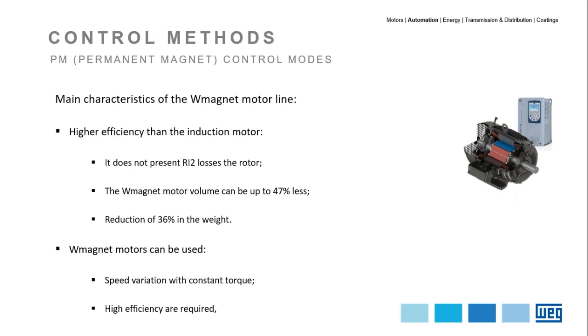And compared to an equivalent induction motor, the volume of the WEG magnet motor is up to 47% smaller, resulting in a high torque to volume ratio and a 36% reduction in weight. For the same torque to power ratio, by decreasing the size of the housing, the ventilation system is also reduced. WEG magnet motors can be used where speed variation with constant torque and high efficiency are required.